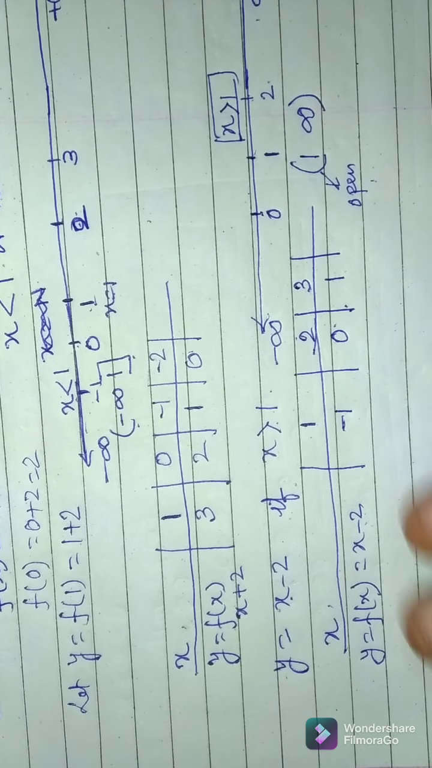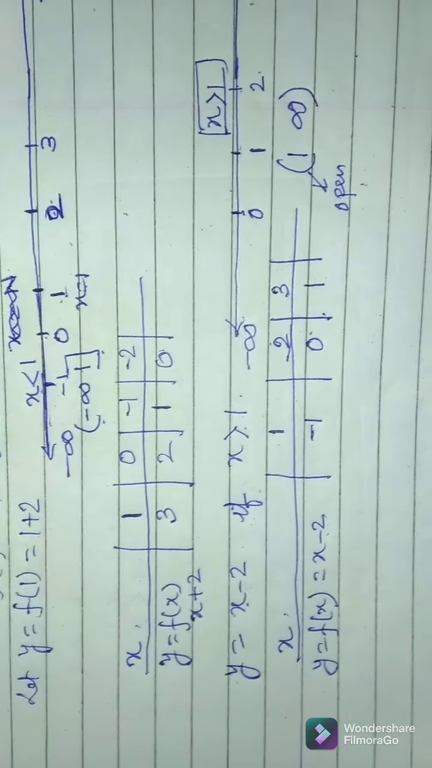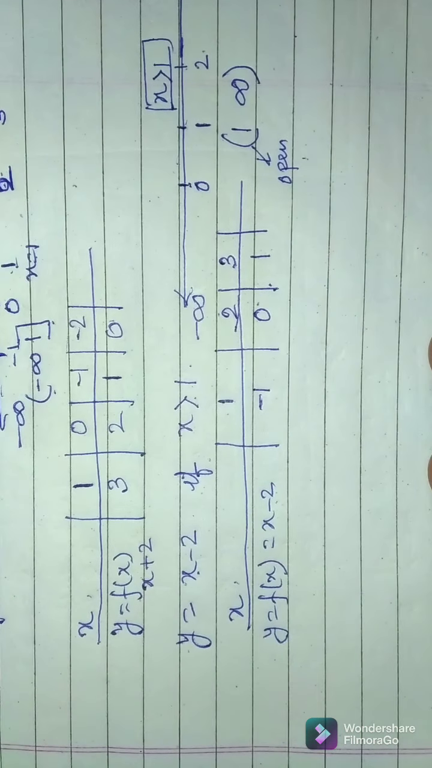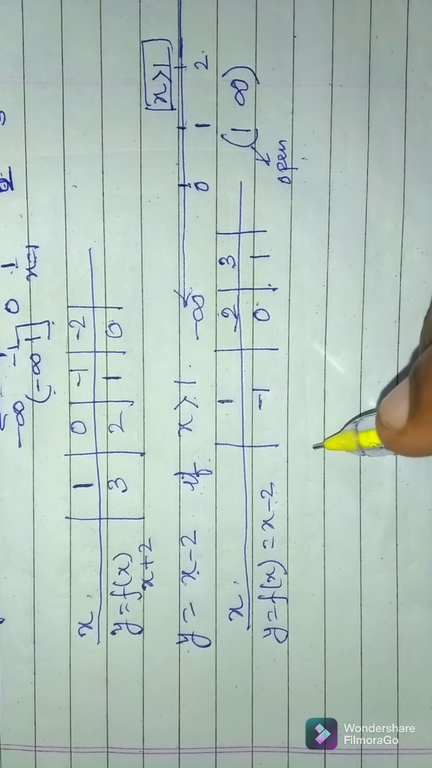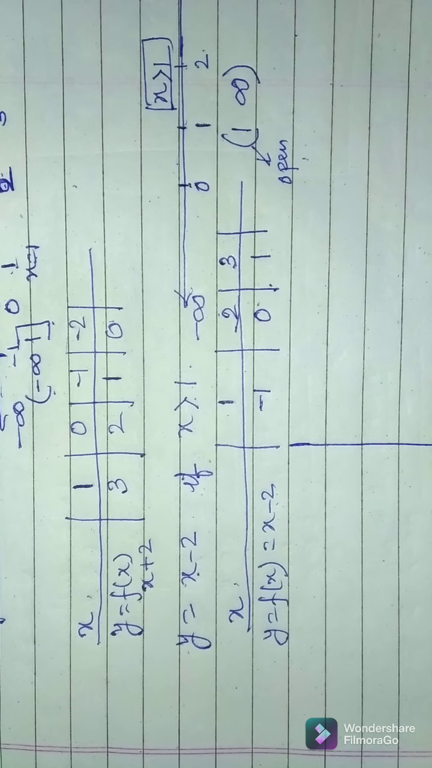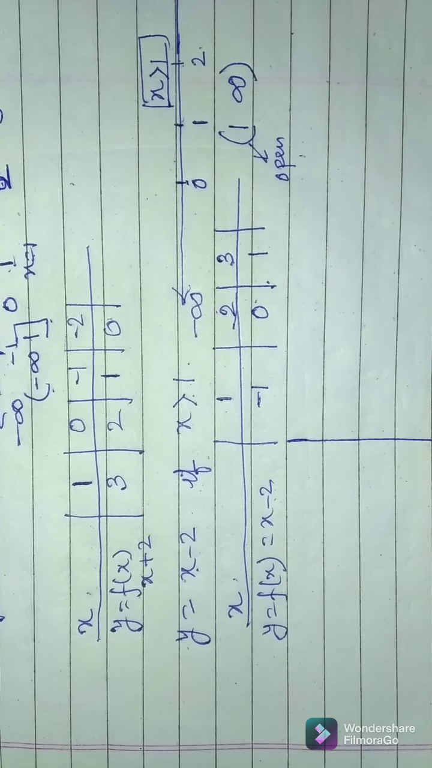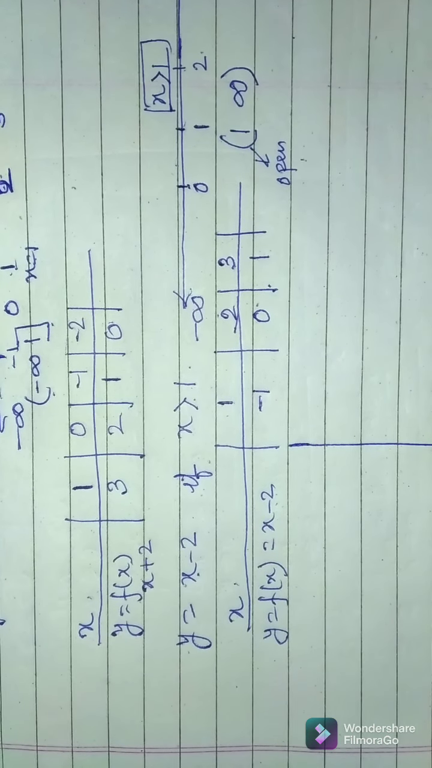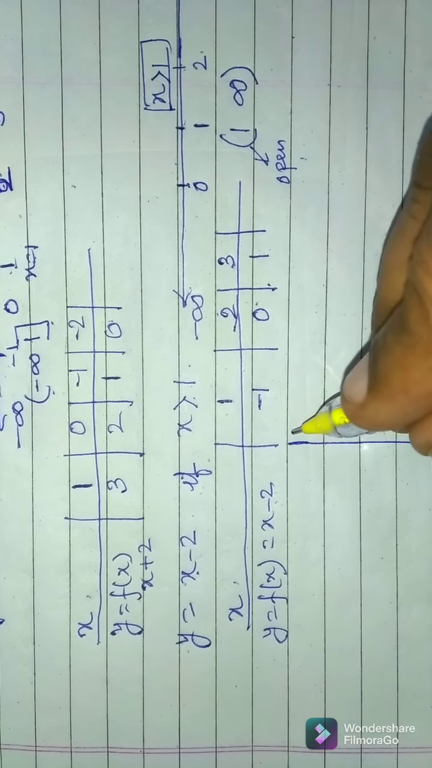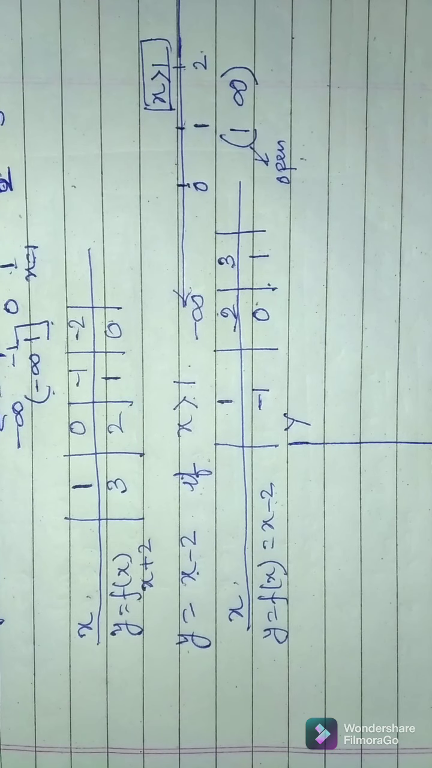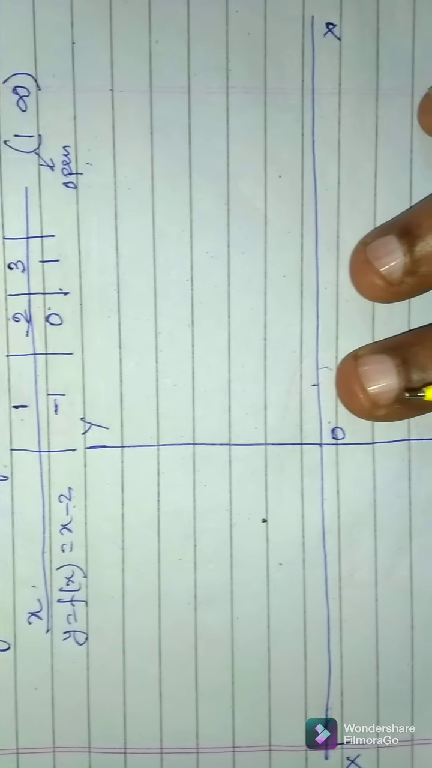It is 1. So these values we have sufficiently taken. So now we are drawing the graph of this function. So here, let's see here, graph of this function.